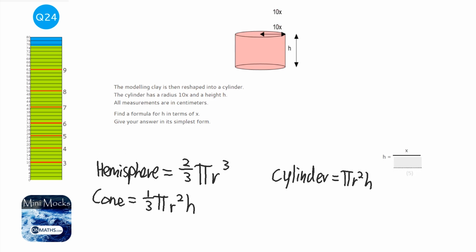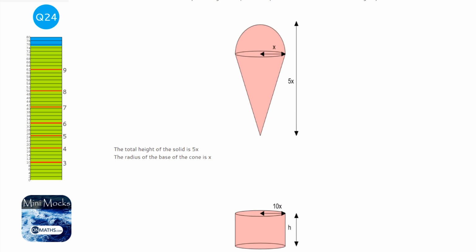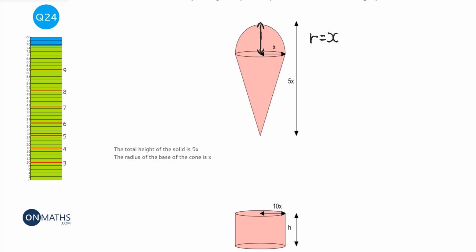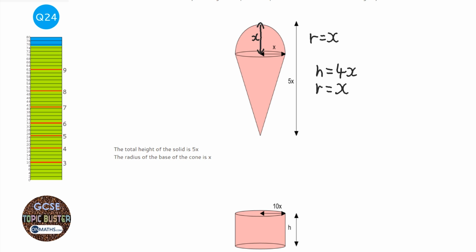Okay, now we need to find out what the bits are. So for the hemisphere we just need r. Well, that's quite simple because r is just going to be x. It's the radius of the hemisphere. Okay, now what's more difficult is to work out the height of the cone. Well, if the radius across to the right is x, the radius of the circle up is also going to be x. So we know the height of the cone is going to be 4x because one of those x's is used on the hemisphere. We know the radius of the cone is going to be x because it's stated at the top.